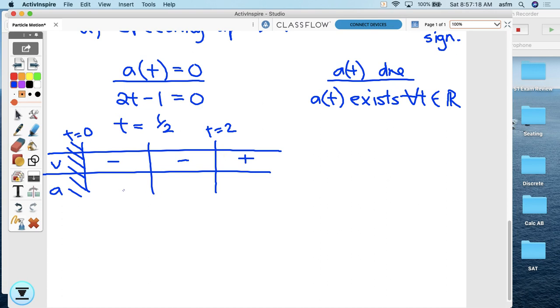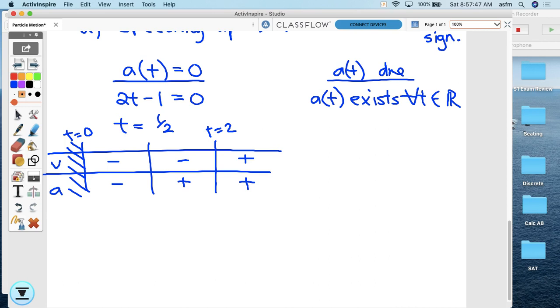Now we look at acceleration, and acceleration might change sign at 1/2. So we look to the left of 1/2, say a quarter. And if I put a quarter into this, I get 2 times a quarter, which is a half, minus 1, is a negative number. So we've got negative there. Between 1/2 and 2, we put in maybe a 1. And if we put a 1 into this acceleration equation, we get 2 times 1 minus 1, which is a positive number. To the right of 2, we put in maybe a 5. 2 times 5 is 10 minus 1. That's another positive number.